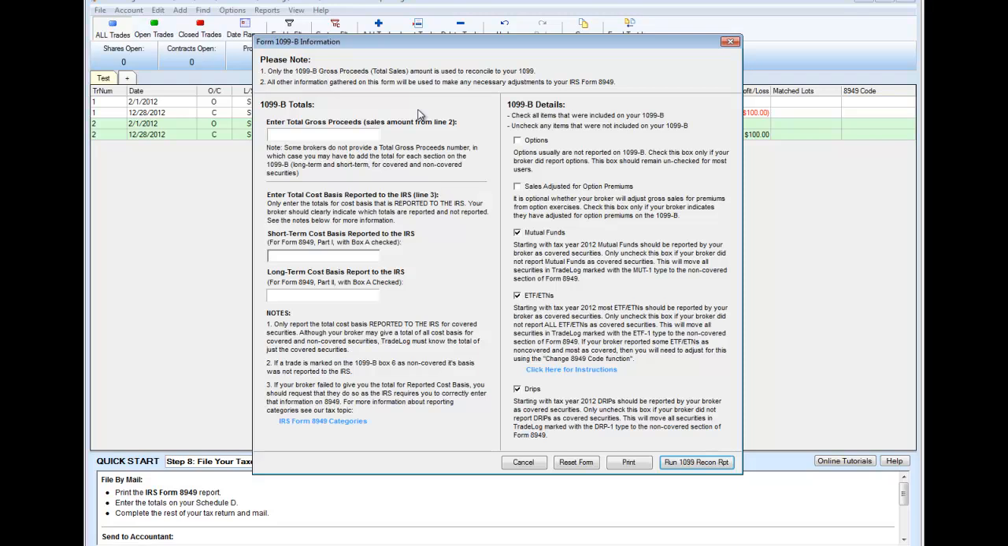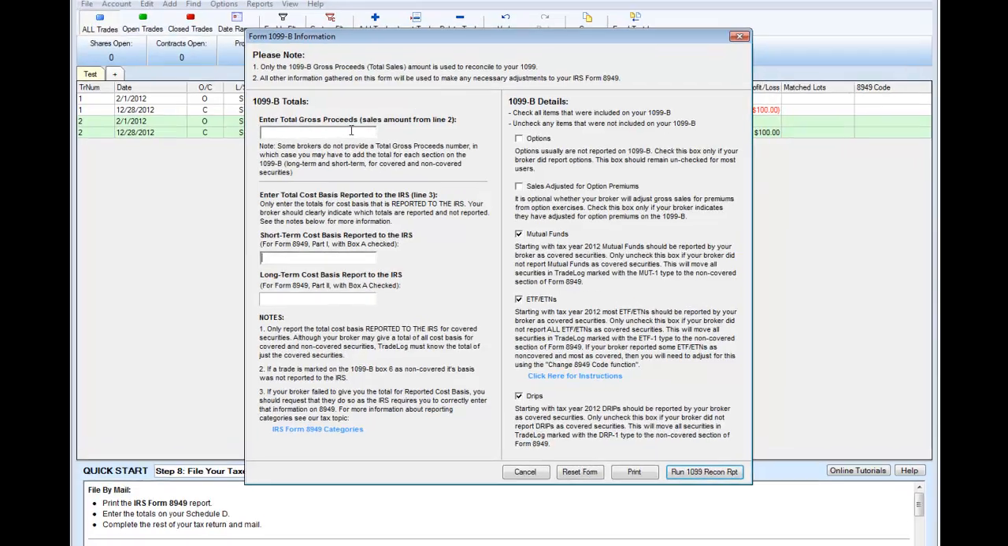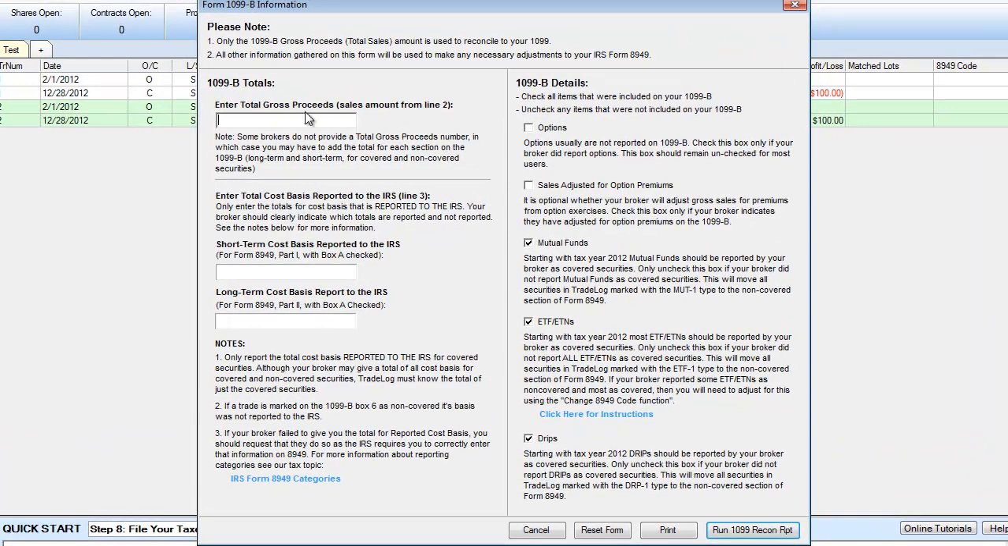Plus, brokers tend to be different. What one broker may report as a covered security, another broker does not. So we're seeing those discrepancies. So notice, first of all, we ask for total gross proceeds. So this is the total of all the sales or proceeds that your broker reported on the 1099-B. Second section here is for cost basis. Now here is where a lot of people get confused. What we're asking for is cost basis that is reported to the IRS.